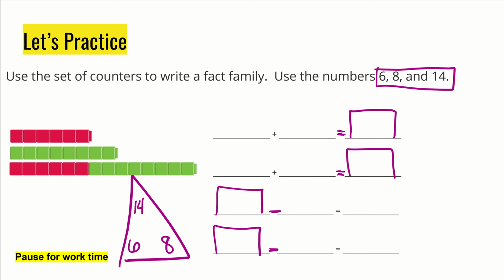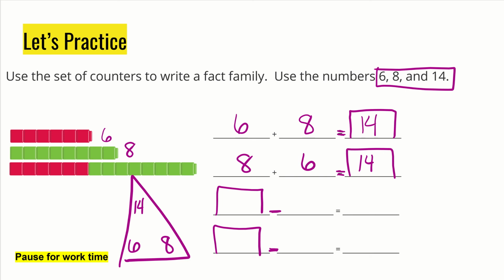Okay, great job, boys and girls. Let's check our work. So for our addition problem, we know that we are adding our red cubes plus our green cubes. So I can either do 6 plus 8 makes 14, or I can do it the other way. 8 plus 6 makes 14.